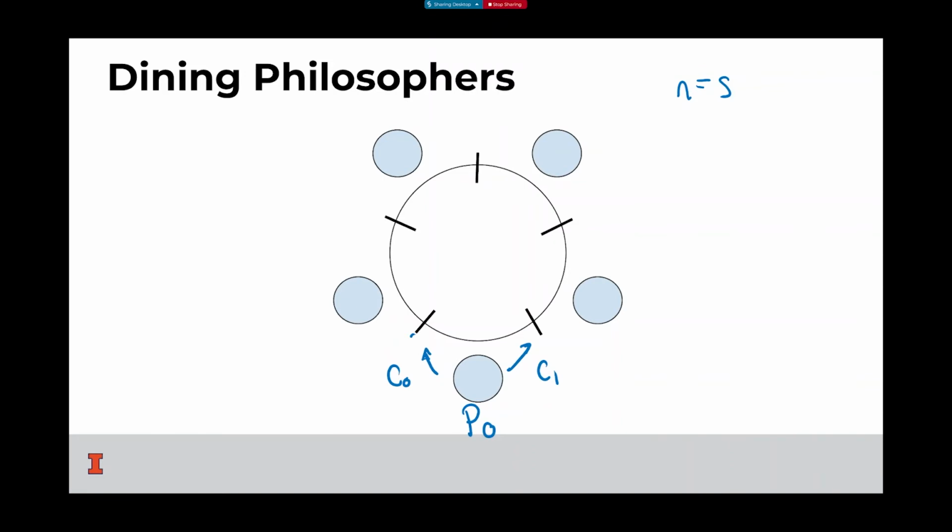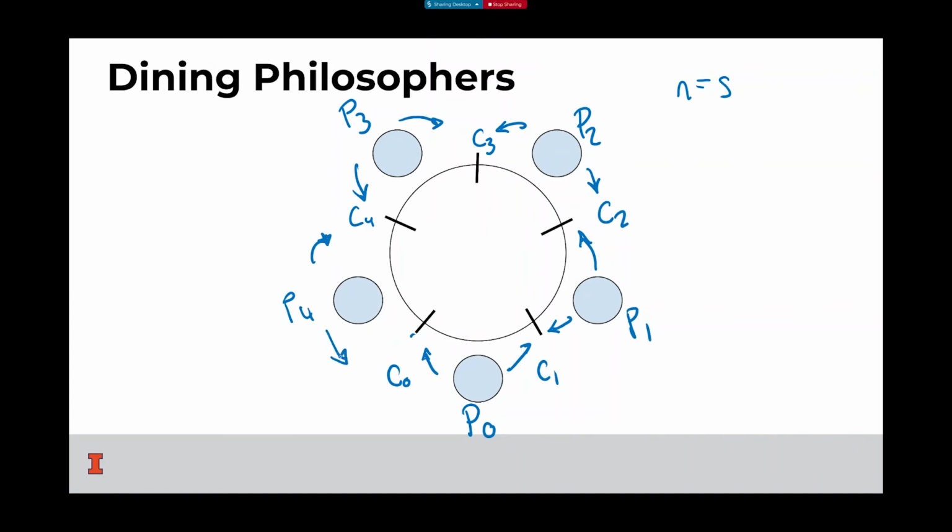And then philosopher 1 may want to eat, picks up chopstick 1, picks up chopstick 2, the left chopstick and the right chopstick, can eat, and then continue thinking. Same thing happens with philosopher 2, picks up chopstick 2, picks up chopstick 3, philosopher 3 picks up chopstick 3 and chopstick 4, and philosopher 4 picks up chopstick 4 and chopstick 0. So all these philosophers are going to alternate between thinking and eating, and that's all they're doing for their entire existence of philosophy.